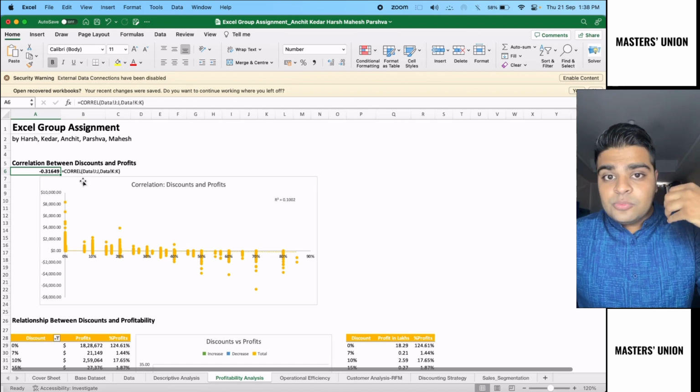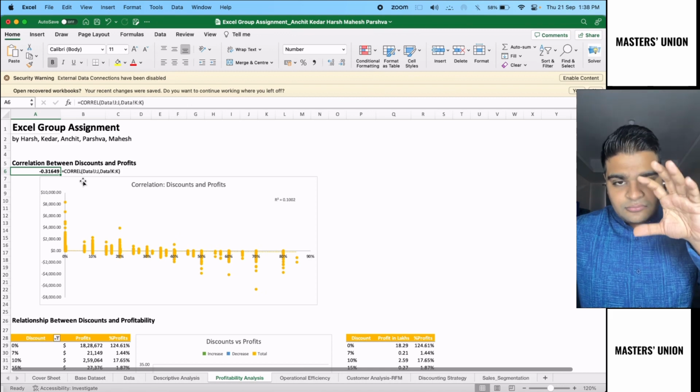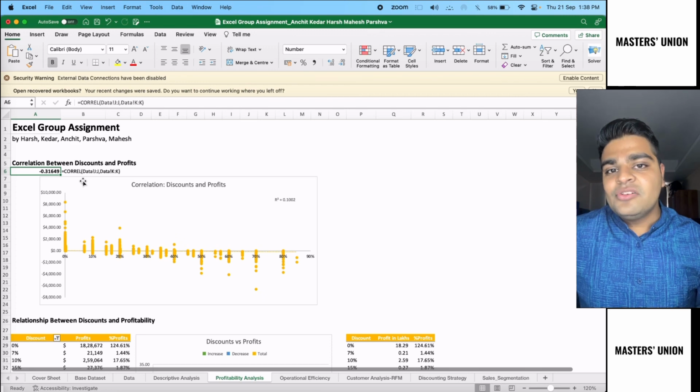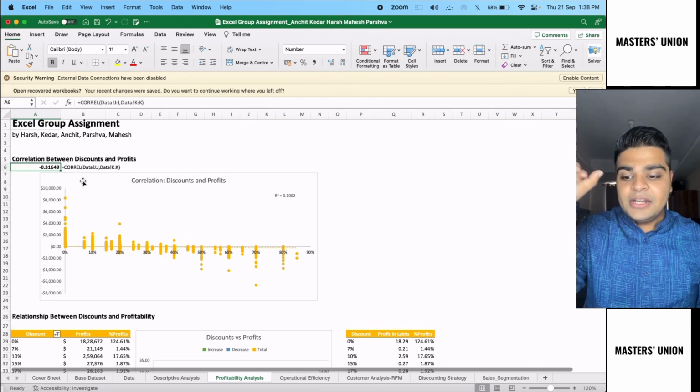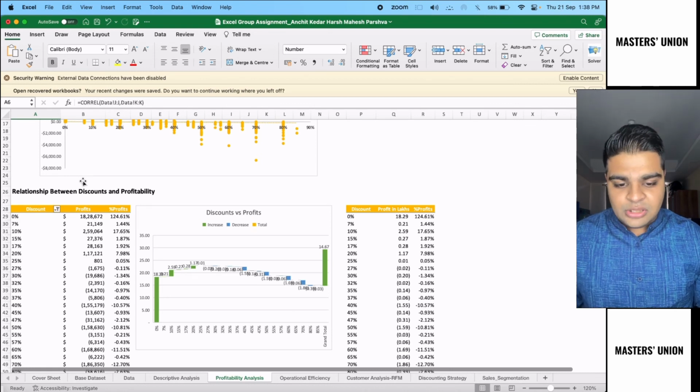So let's say if you want more profits, then you have to give lower discounts, and if you want lesser profits, then obviously you would have to give higher discounts. So we have obtained a negative correlation. So this is the analysis of the relationship between discounts and profitability.